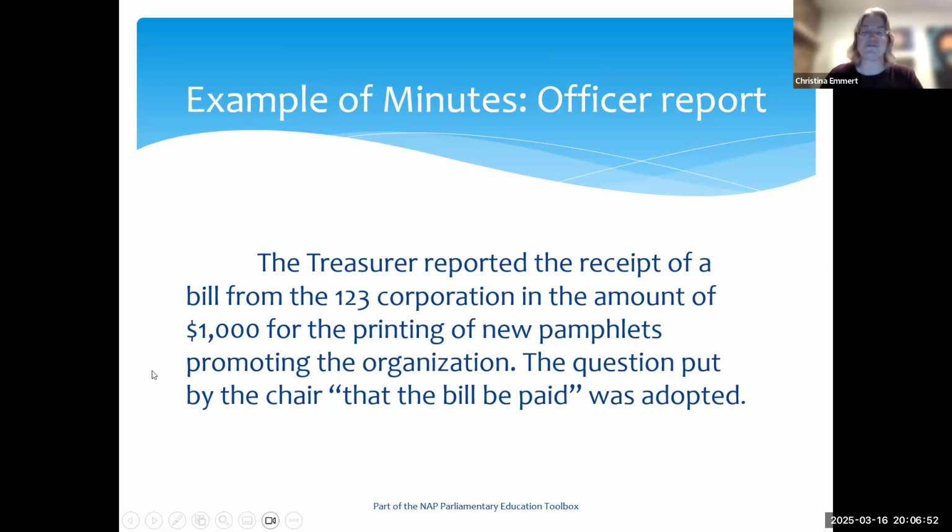And then officers' reports, this is a treasurer's report. You can either have detailed reports or you can attach the treasurer's report, but something as simple as: the treasurer reported the receipt of a bill from the 123 Corporation in the amount of $1,000 for the printing of new pamphlets promoting the organization. The question was put by the chair that the bill be paid, and was adopted. Or you could put a motion that the bill be paid was adopted, same thing.